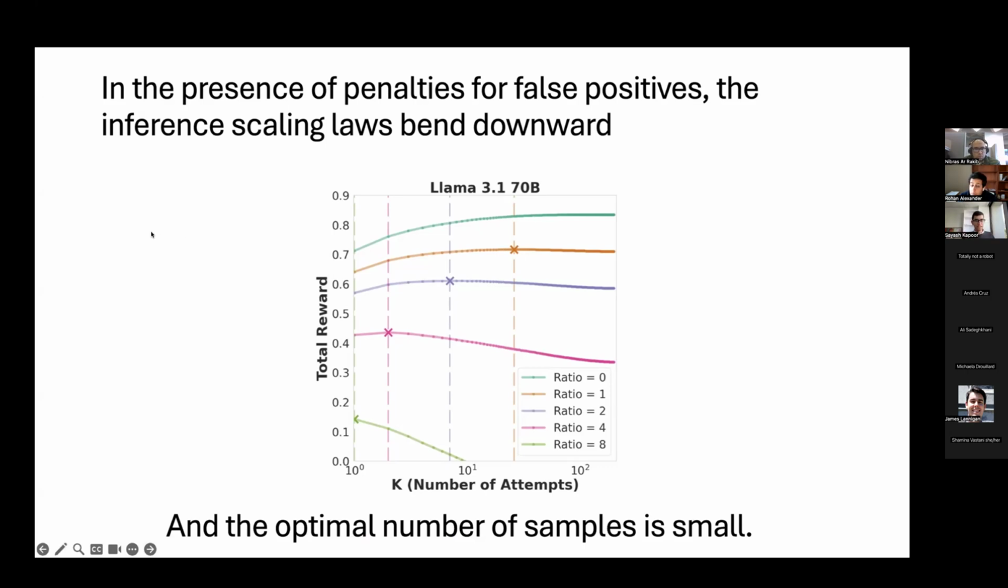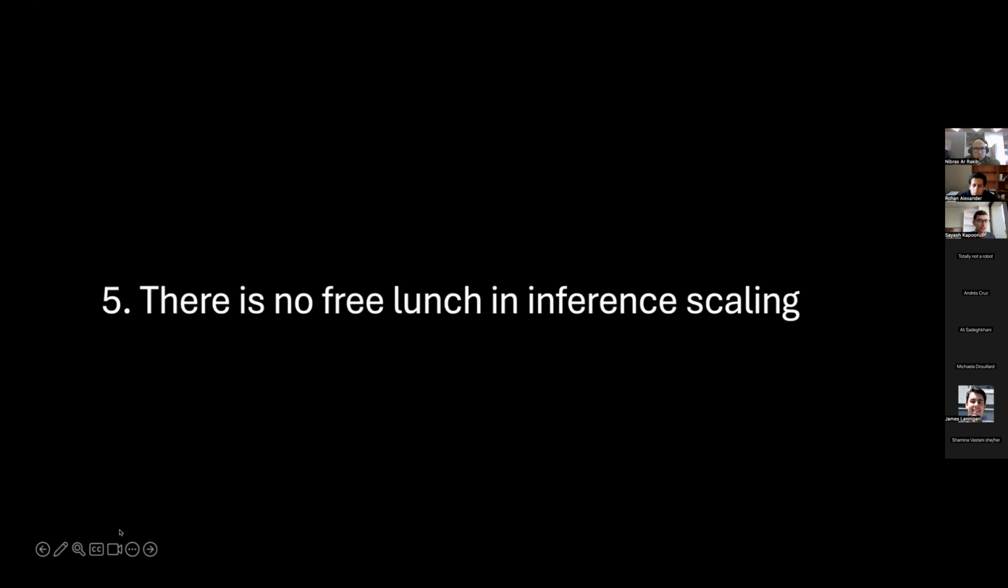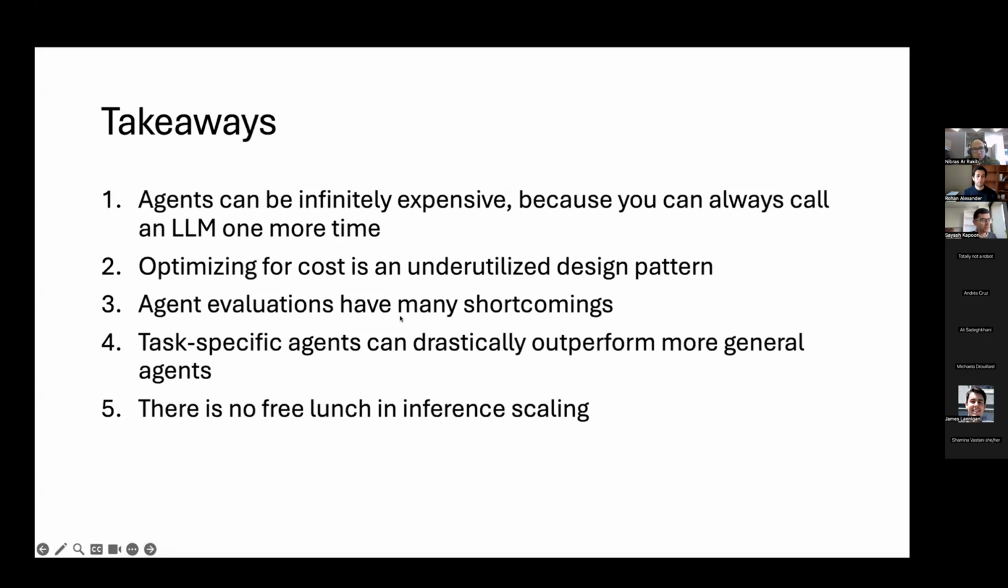Okay, so this was the last key finding or surprising thing about inference scaling. While we often hear claims about there being a free lunch from inference scaling, that we can keep resampling many times, including at the beginning of this presentation, unfortunately, in real world settings where we have imperfect verifiers, there are certain limits to inference scaling and how well it can work. So this brings me to the end of the talk, and I'm very happy to take questions.